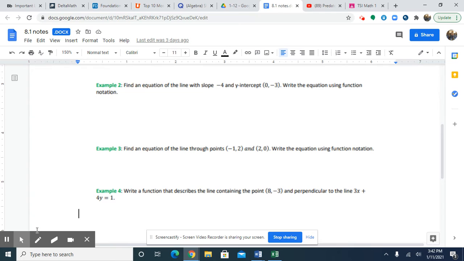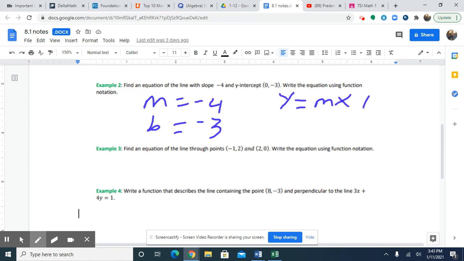So now going through example 2, it says find the equation of a line with a slope of negative 4 and a y-intercept of negative 3. So this gives us our slope of negative 4 and our y-intercept of negative 3, which is 0 and negative 3, but that just basically means negative 3. So if we wanted to write this in slope-intercept form, plugging that in would be negative 4x minus 3.